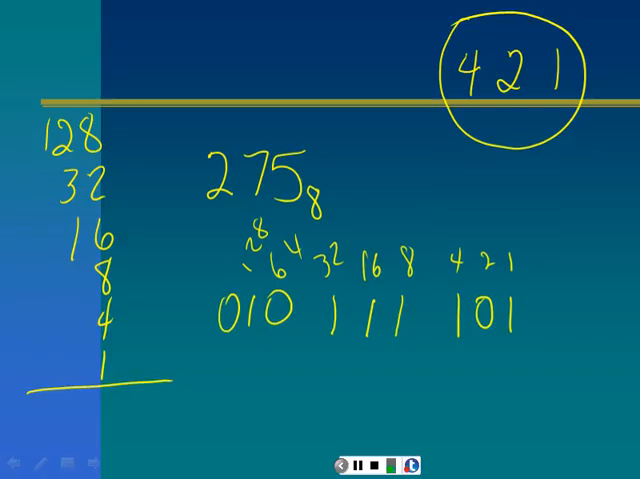$189. Did anybody else do this? Did somebody else add it? So 189? Okay. So the decimal number for this octal number is 189.